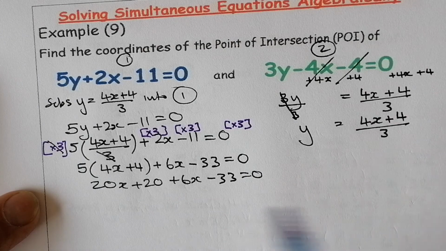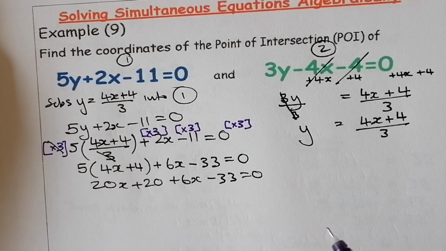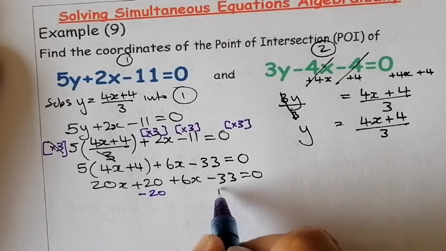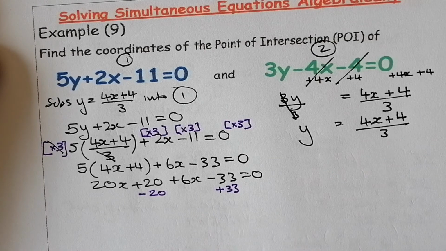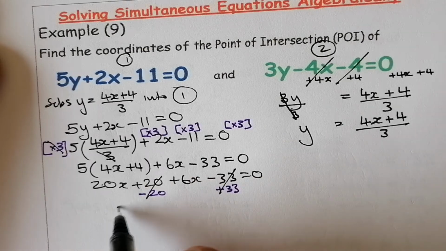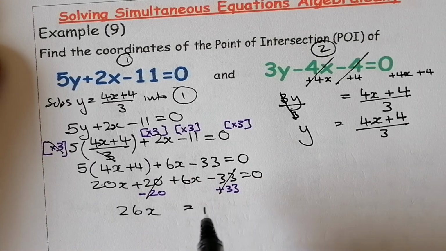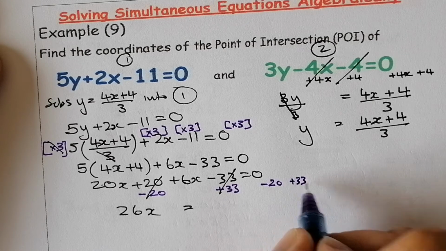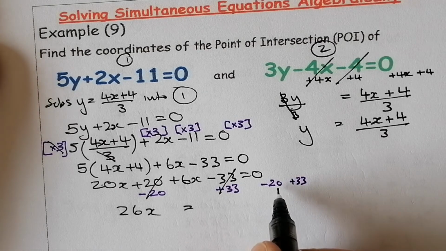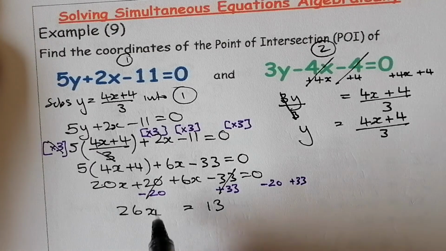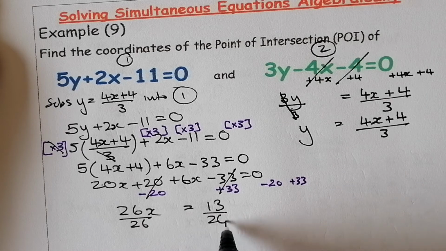Now I want to get the numbers on the right hand side and the lettered items on the left. So I'm going to take 20 from that side, and I'm going to add 33. There. So what that will do is it will eliminate that, it'll eliminate that. I'm going to gather these up at the same time, so that gives me 26x is equal to, and on the right hand side what I'll be doing is I'll be doing the same thing. I'm taking 20 away and adding on 33. So that's going to give me negative 20 plus 33, well that will give me 13 as an answer on the right hand side.